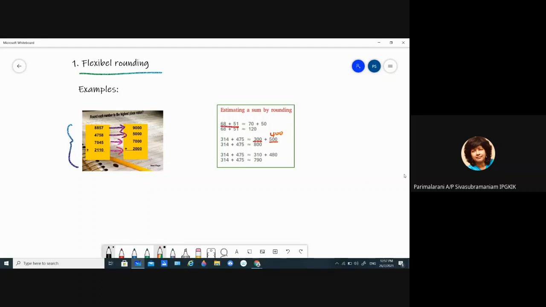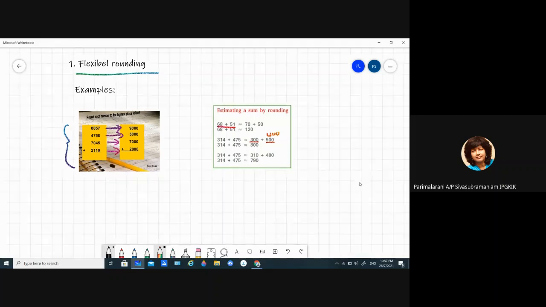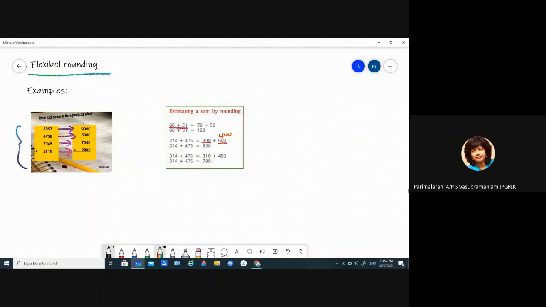So that's why they call it flexible. You can round up or you can round down. You don't have to follow the rounding rules. If you have an example like this, 44 times 44, and you want to estimate the answer first before you calculate, you can round this straight away to 40 times 40, which you can get the answer very quick. Your actual answer is 1936 if you use your calculator.